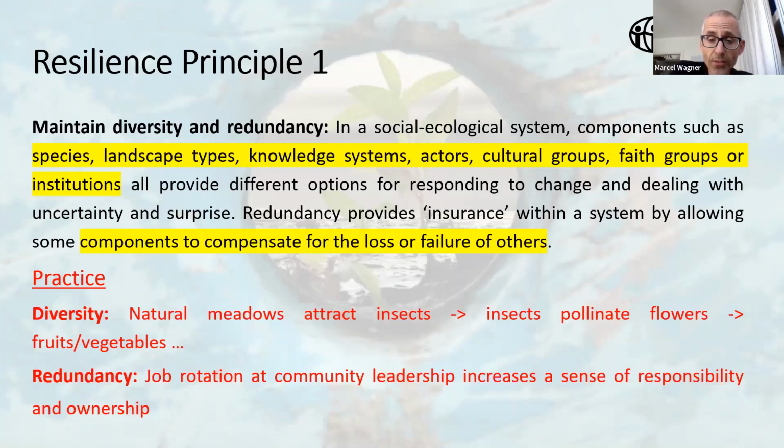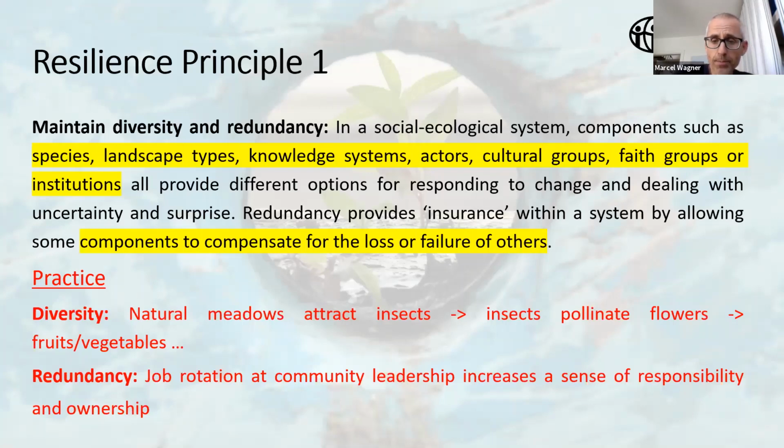And redundancy is about job rotation, for instance, at the community leadership. It increases a sense of responsibility and ownership. So if always the same person is leading in a community, the others may just get passive. It is important that some sharing of responsibility takes place. Monoculture or megacities, these are negative examples of diversity. They create vulnerability rather than resilience.